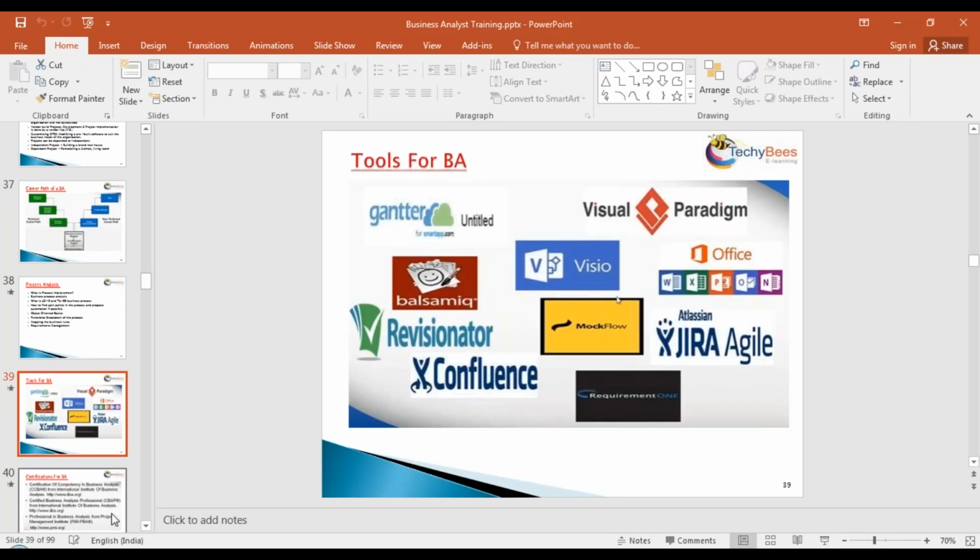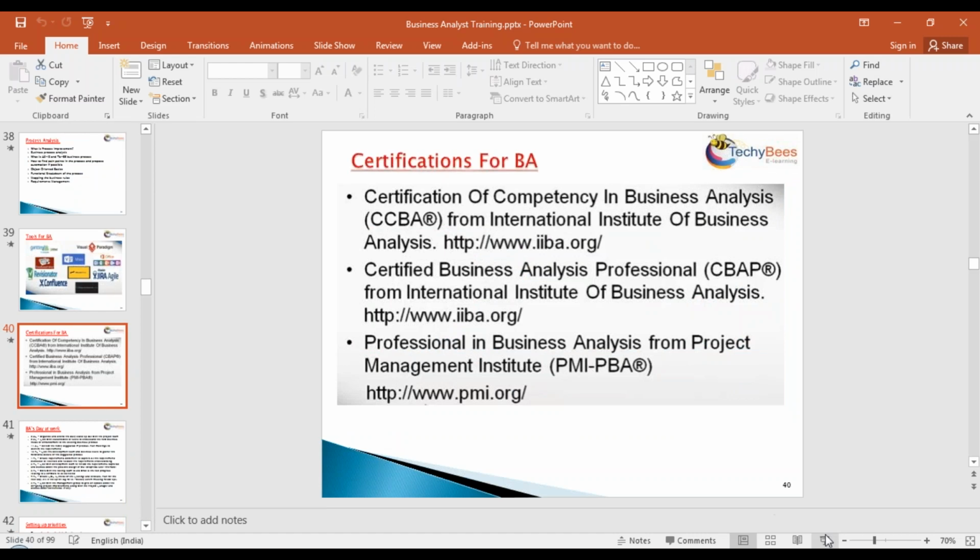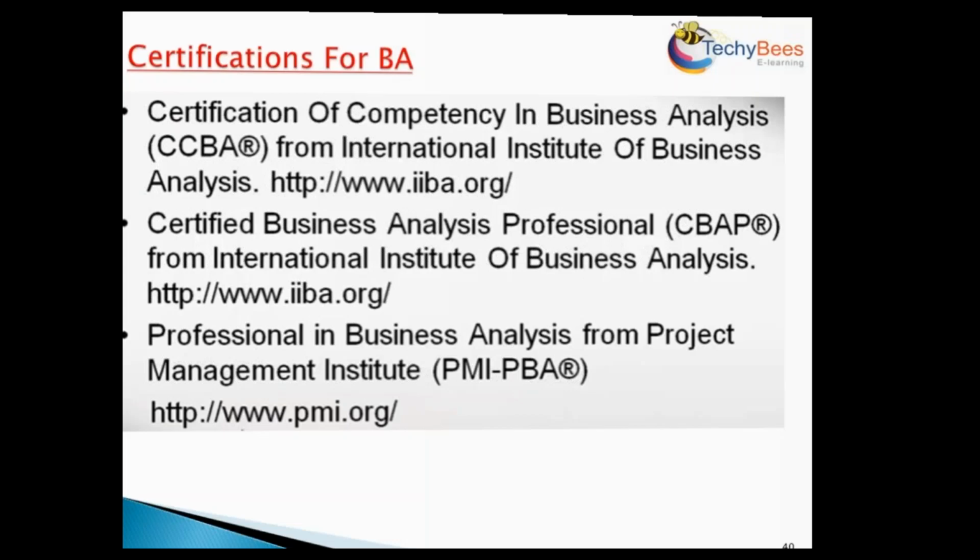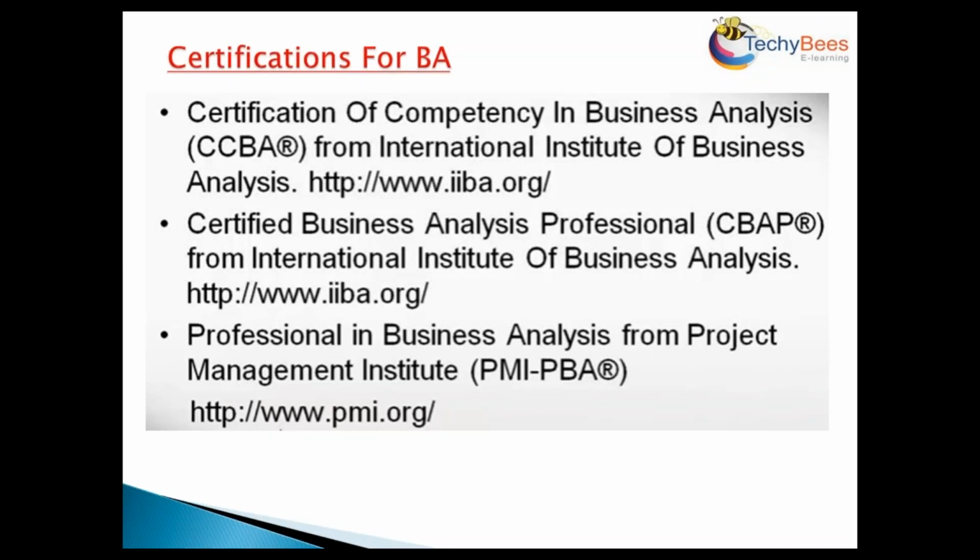So we'll see this slide later. This is very important. What are the types of certifications? As I already told you, you have ECBA, CCBA, CBAP. These are the most important certifications that are offered by IIBA. How can you look at the IIBA website? iiba.org. You have to log in, and you can pay them and get a membership. It's a paid membership.